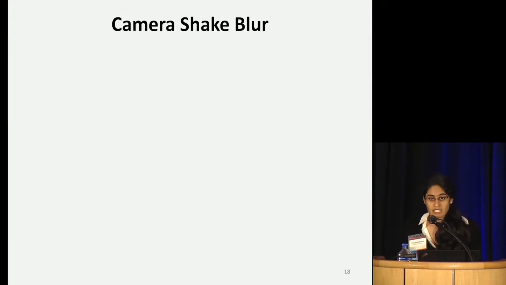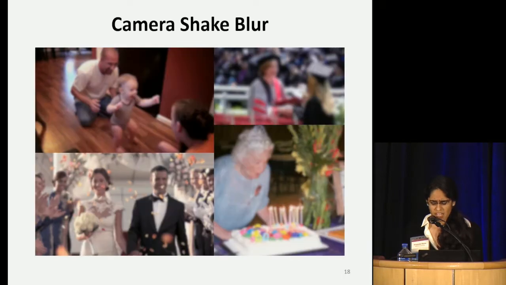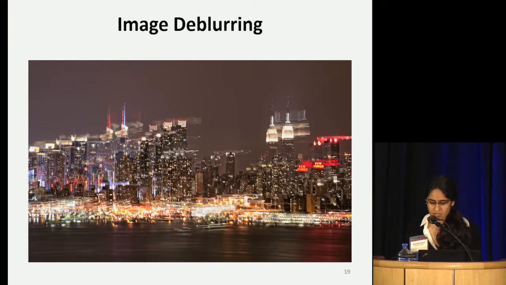Camera shake is actually the leading cause of blur in cell phone camera images. And this is especially unfortunate when you don't have the opportunity to recapture that photo and the moment is basically lost forever. Now, to deblur an image, one needs to know the trajectory of the camera when the image was captured. And this trajectory is called the blur kernel.